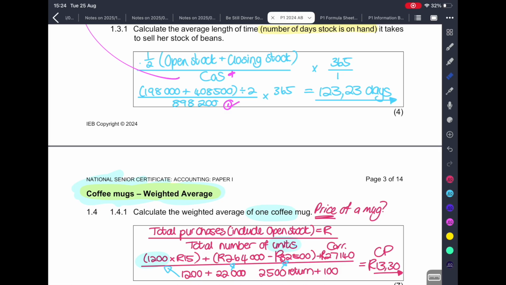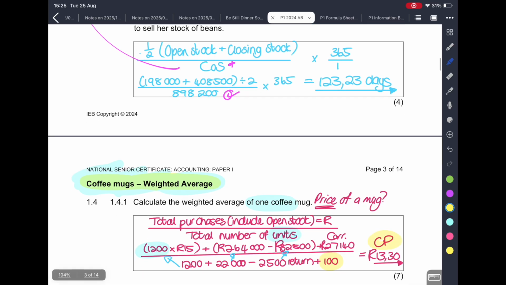Okay, so I'm just going to repeat this so that we're all on the same page. At the top, I've got the total value of my stock. And at the bottom, I've got the total number of units that stock is. Note that there is a little friend floating here that was not at the top, which is 100 units that was just given to me. It didn't cost me anything, so there's no value for it at the top. But it helps that my cost price can come down. So my cost price is sitting at 13 Rand 30 per mug.